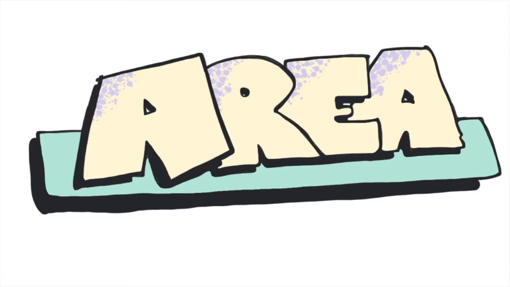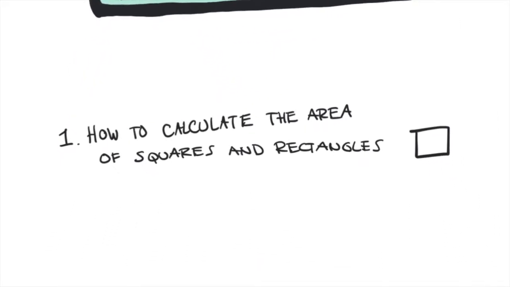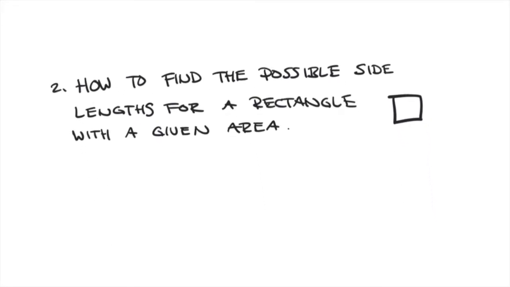By the end of this video, you should be able to do two things. One, you should be able to calculate the area of squares and rectangles, and two, you should be able to find out the possible side lengths for a rectangle with a given area. If you can already do those two things confidently, you might want to skip ahead to the next video. But if you'd like to go deeper with your understanding of those two skills, jump in with me and we can work on it together.